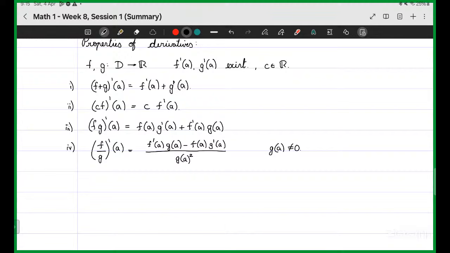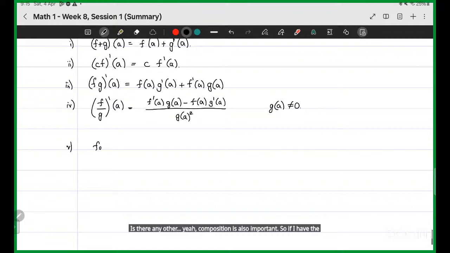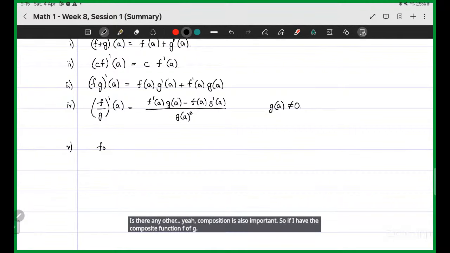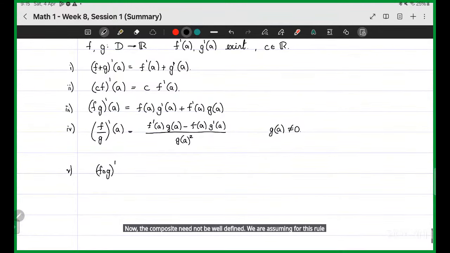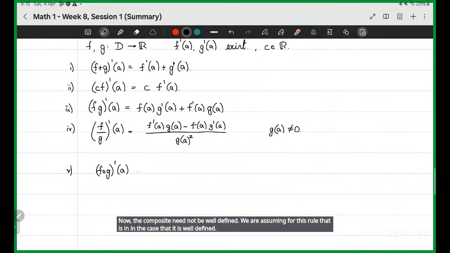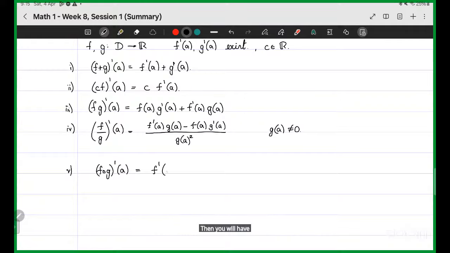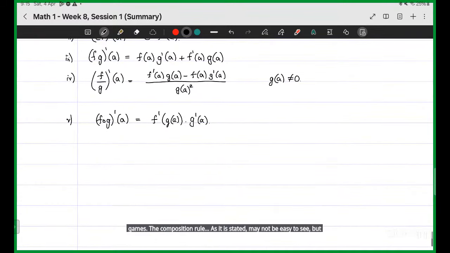Is there any other? Yeah, composition is also important. So if I have the composite function f of g, now the composite need not be well defined. We are assuming for this rule that in the case that it is well defined, then you will have this to be f prime g of a times g prime a. The composition rule, as it is stated, may not be easy to see, but I think you have already done examples of this sort.